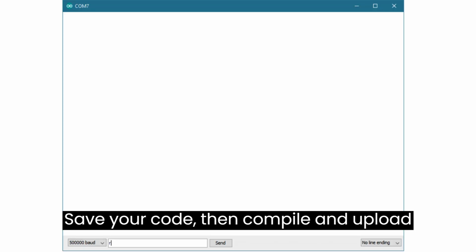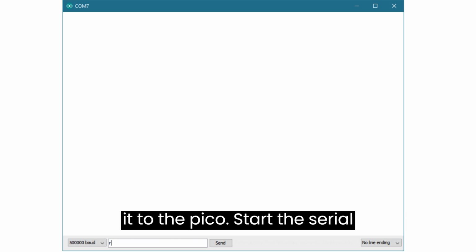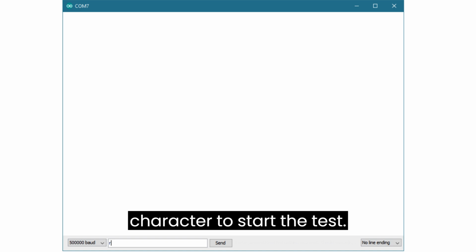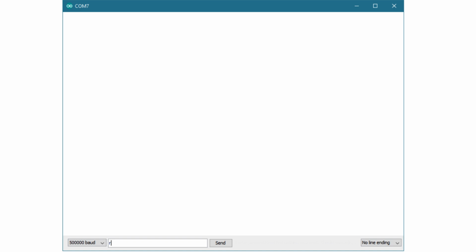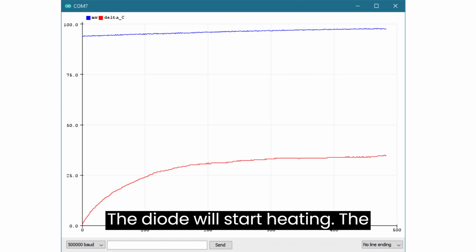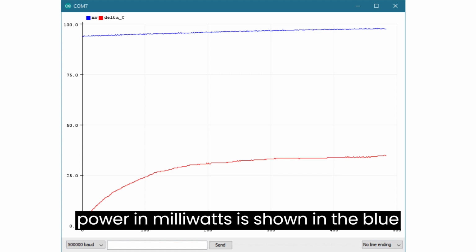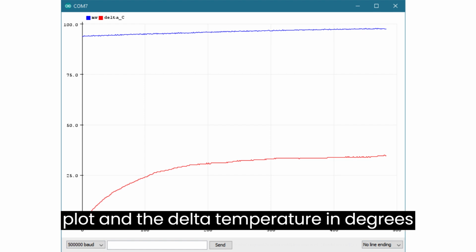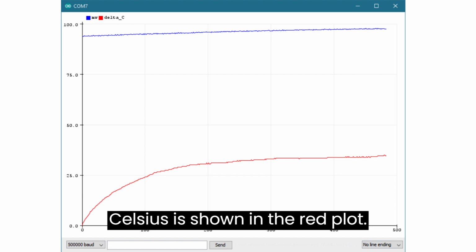Save your code, then compile and upload it to the Pico. Start the serial plotter under Tools. Send an R character to start the test. The diode will start heating. The power in milliwatts is shown in the blue plot, and the delta temperature in degrees Celsius is shown in the red plot.